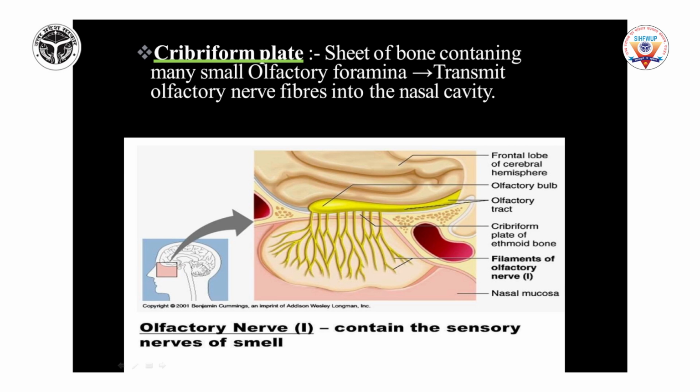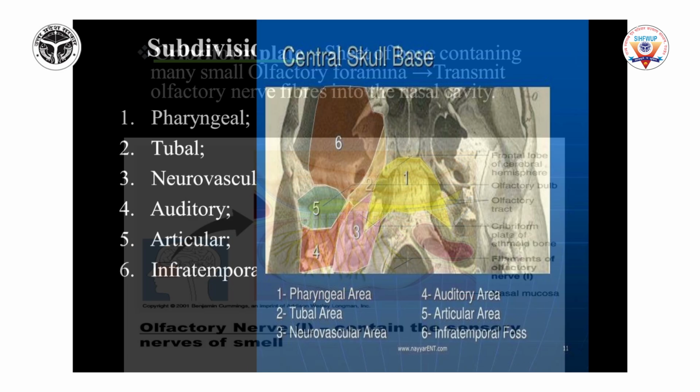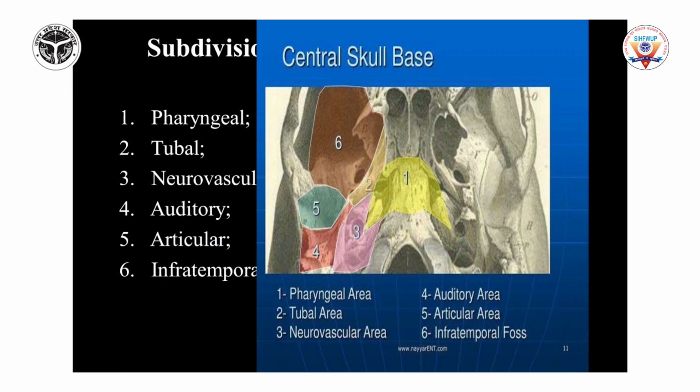See how the nerves come to the complete area, just like from a sieve. You see, the sixth part is your infratemporal fossa. Sixth number is your infratemporal fossa. Laterally zygomatic process, and this is your pterygoid plate.